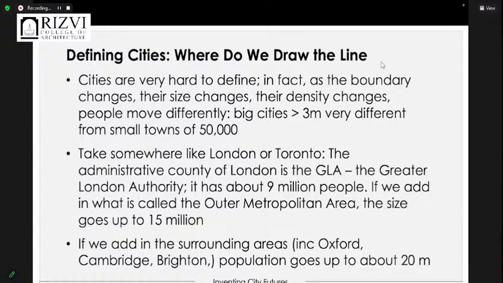If you go to a website such as Wikipedia and key in Greater London or London, then it will give you a statistic of around 9 million people. That's basically the Greater London Authority. We really need to add what's called the outer metropolitan area, and then the size will go up to about 15 million. If we then add the surrounding areas, for example, Oxford and Cambridge are sort of on the edge of London. Oxford and Cambridge are about 40 miles away from the centre of London, basically, Brighton and so on the south coast, then the population goes up to about 20 million.